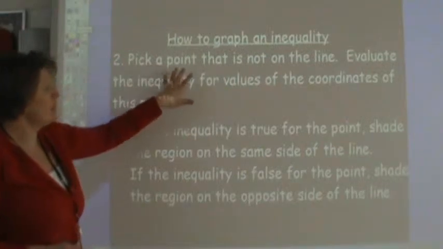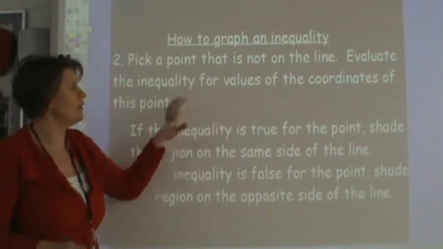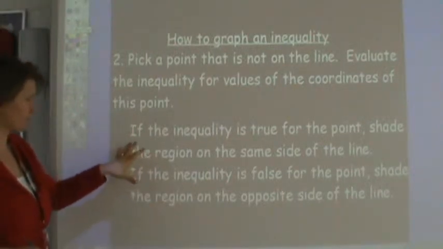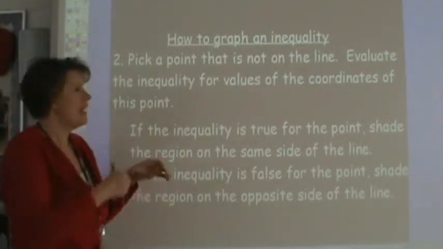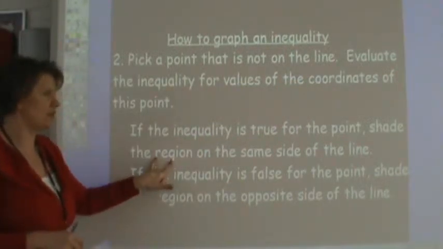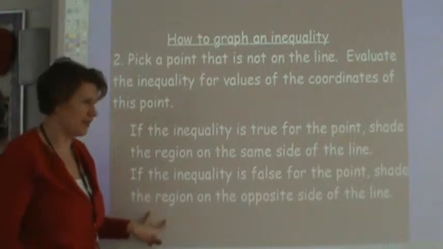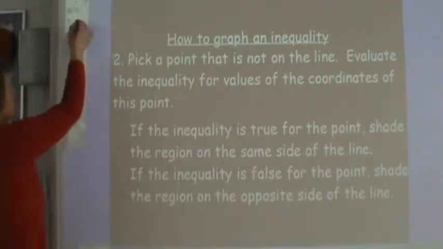Then you need to pick a point that's not on the line. Evaluate the inequality for the values of the coordinates of this point. Okay, so we're going to plug it in, and if the inequality is true, then we're going to shade the region on the same side of the line. If it's false, we're going to shade on the other side. Okay, so let us put this into practice.